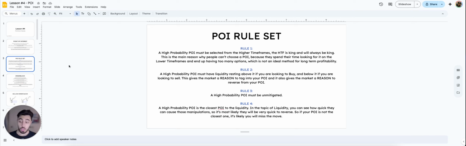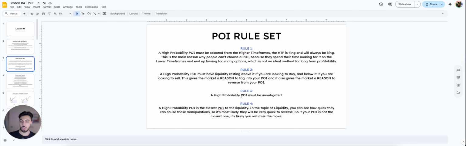Let's go with rule number 2: a high probability POI must have liquidity resting above it if you're looking to buy, and below it if you're looking to sell. This gives the market a reason to tap into your POI, and also a reason to reverse from your POI. So for each POI you choose, if you're looking to buy there should be liquidity above it, and if you're looking to sell, below it. That's the reason for the manipulation. Why would you expect price to tap into the POI and just come down for no reason? No, that's not going to be accepted. The manipulation should be behind that logic.